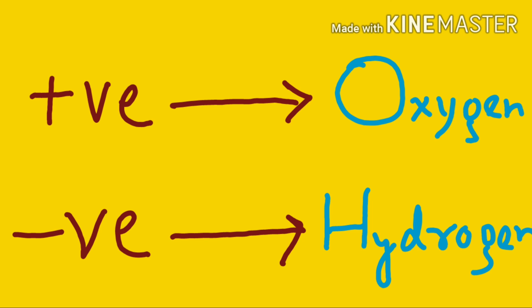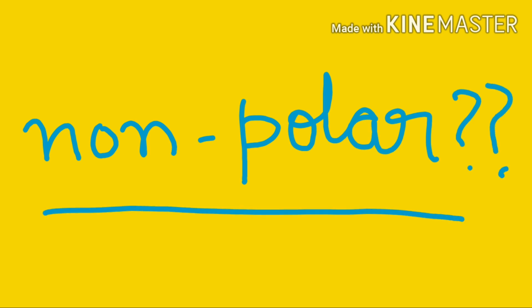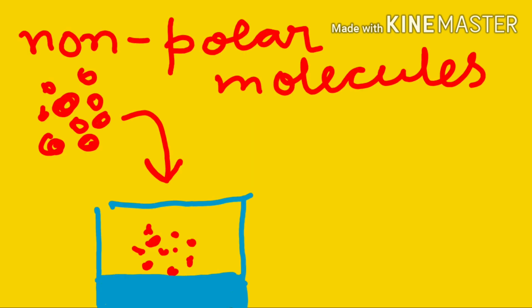Now, you must be thinking, then what happens to a nonpolar molecule? Yes, you guessed it right. It does not dissolve, it stays together. It is because, energetically, it is more favorable for water molecules to form hydrogen bonds with each other than to engage in van der Waals interaction with nonpolar molecules.